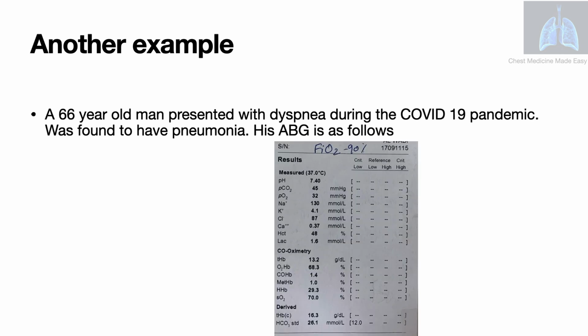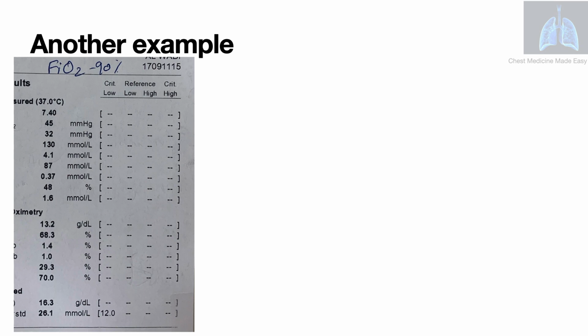Let us look at another example. A 66-year-old man presented with dyspnea during the COVID-19 pandemic was found to have pneumonia. His ABG was as follows. You may note that the fraction of inspired oxygen here is 90% or 0.9. The pH here is 7.4, the PCO2 45, the PO2 32, and the bicarbonate 26.1.